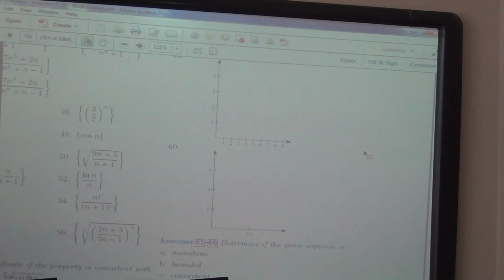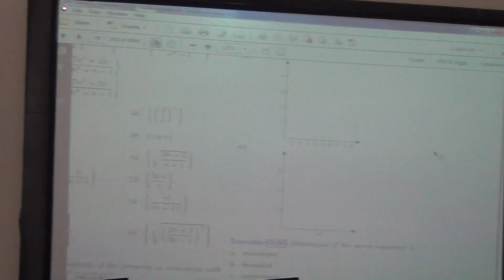Well, that's good for 12.1. So let's stop there.